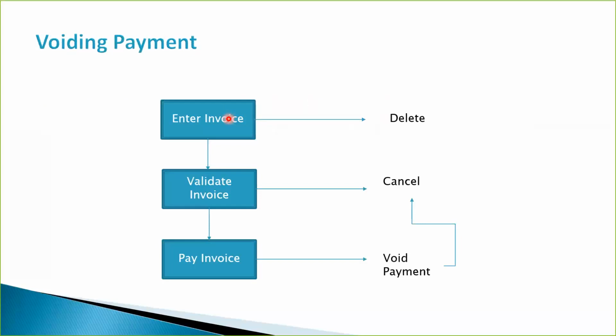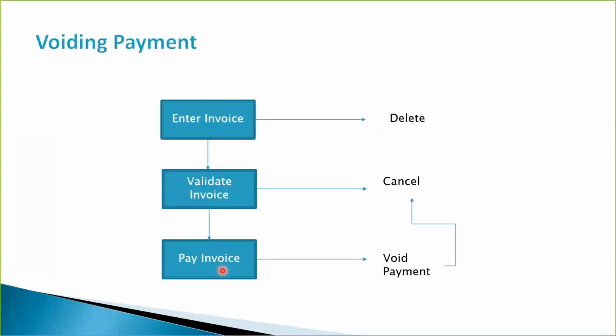Right, so this is what basically happens. You validate the invoice, then you pay the invoice. Once you pay the invoice, the only way to go back is first you void the payment. Once you void that payment, then you can go ahead and cancel that invoice because it had already been validated. Okay.